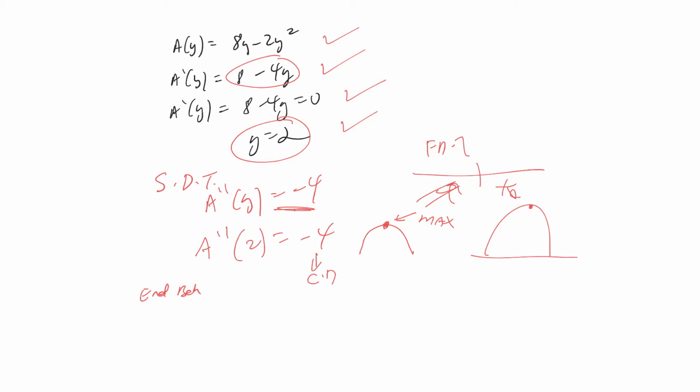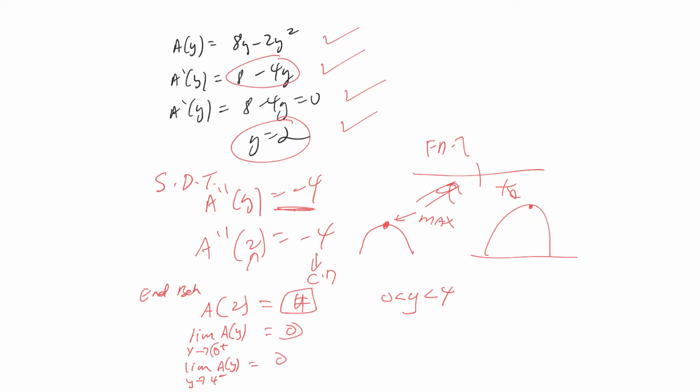So meaning you're going to have to sub in 2 into your function to see what the area is. You get some sort of number. Then you have to look at the extreme cases. So remember our restrictions were between 0 and 4. So then you have to test the end behaviors of the function. So put here y approaches 0 from the right. You're going to get a 0. And you're going to figure out the limit of A of y as you come from the left, and then you're also going to get a 0. How do we get this 0? You just have to sub in 0 into the function.